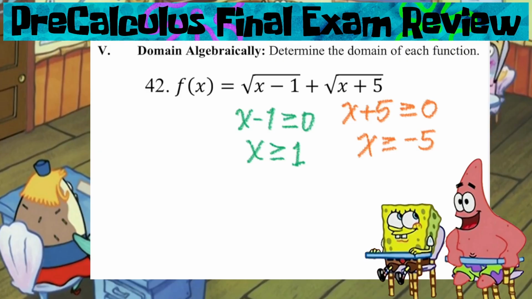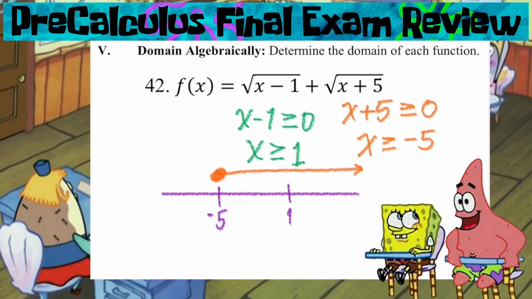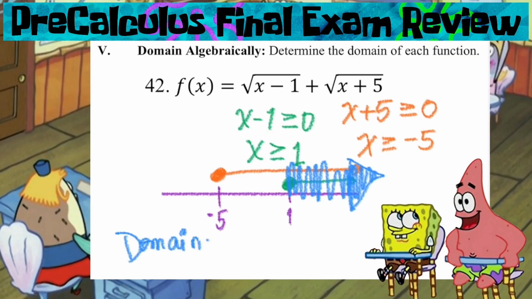Now if I consider this on a number line, negative 5 would be to the left this time, and 1 would be to the right. And the negative 5 greater than or equal would be basically covering that territory. And greater than or equal to 1 would be covering that territory. So what they have in common is basically that territory. So what is our final answer? Our final answer is bracket 1 comma infinity.